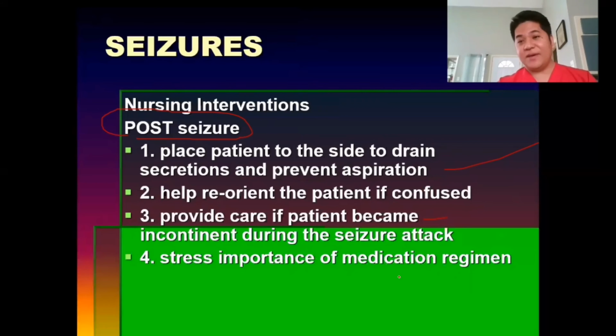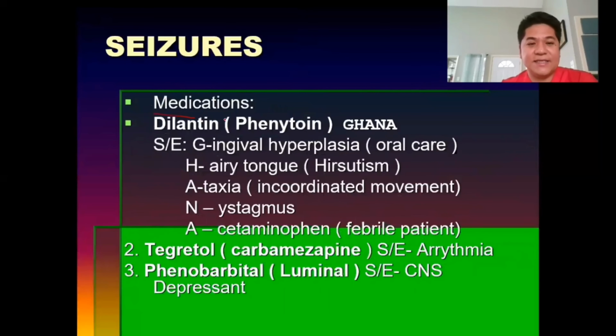Stress the importance of the medication regimen. Remember that anticonvulsants are not abruptly stopped, okay? So there has to be a schedule of lowering the dose or anything like that, okay? The common medication given to the client is Dilantin or phenytoin, but there are side effects. The client would have gingival hyperplasia, or thickening of the gums, so we have to give meticulous oral care to the clients.